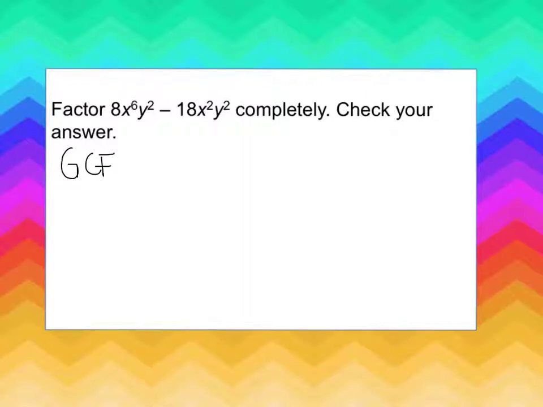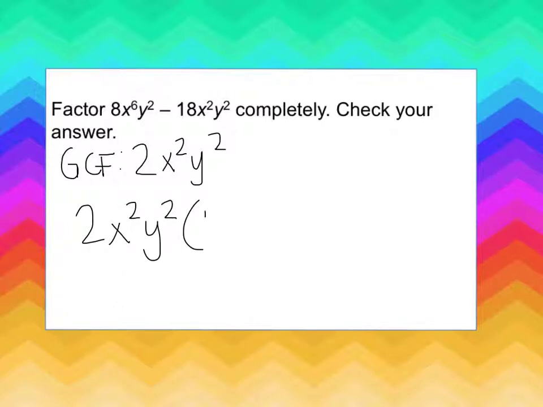So let's see if we have a GCF here. Looking at both terms, we do have a GCF. Let's look at the numbers first. The numbers have a GCF of 2. Right? They don't have a 4 in common or a 6 in common. And then x squared, y squared. So I'm going to factor that out, and I get 2x squared y squared, and this will give us 4x to the 4th, and then y squared.